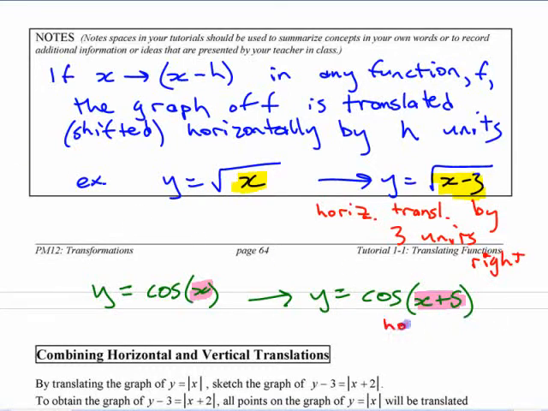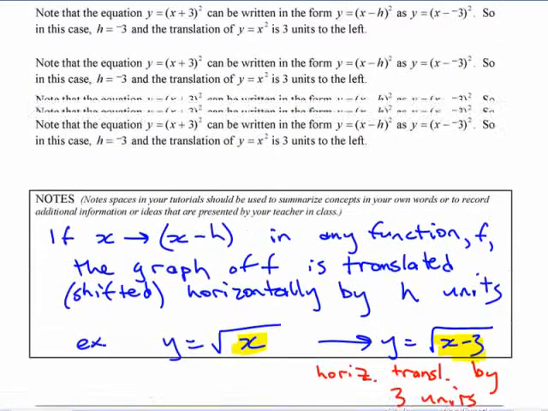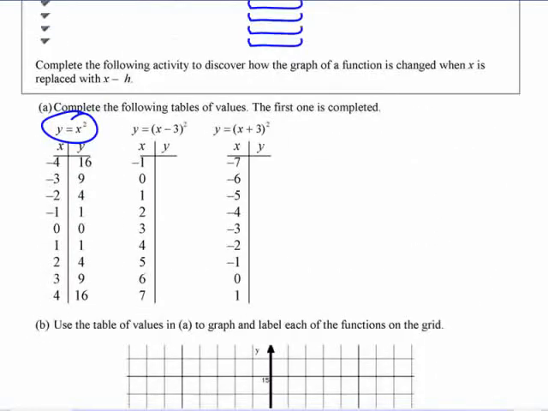It is going to be a horizontal, because we've replaced x. Horizontal translation or shift. 5 units which way? 5 units to the left. Okay? X to x minus 3 goes right. X to x plus 5 goes left. It's the same with the vertical, which we did first.